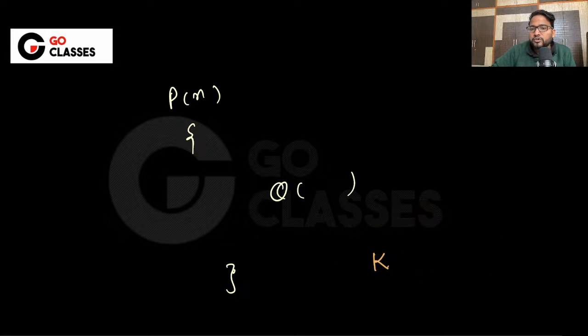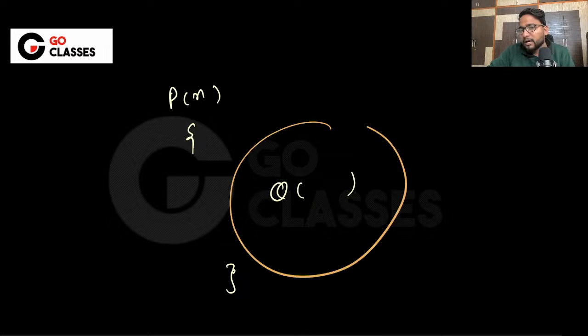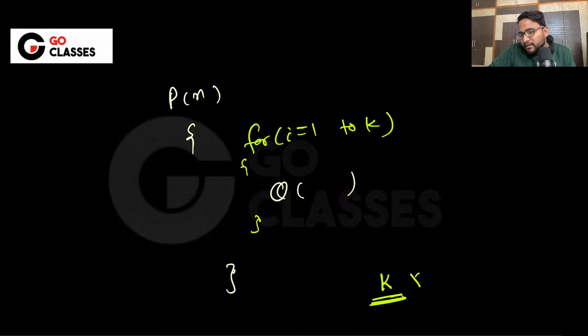This is not possible. So hence I can say whatever number of times I'm executing this q must be polynomial only, or maybe lesser, but it cannot be more than polynomial. So maybe I'm calling this q k times. Let's suppose for i equal to 1 to k, I'm calling it k times, right? And then the time complexity of q, let's just say it is qm. The time complexity of q, I'm just writing qm.